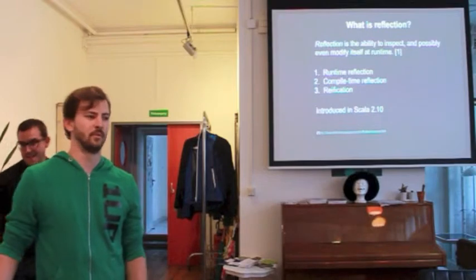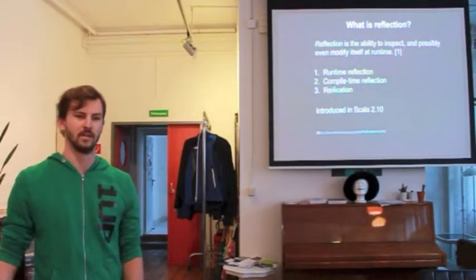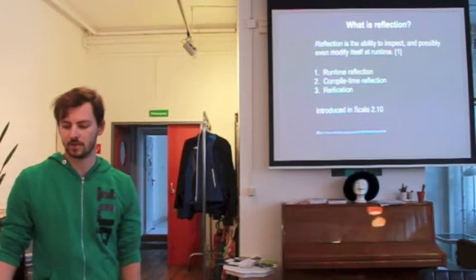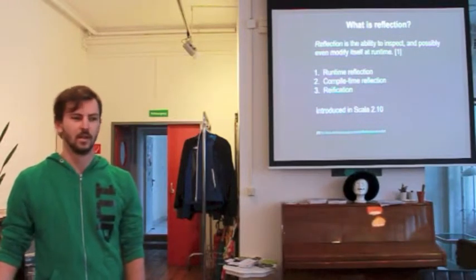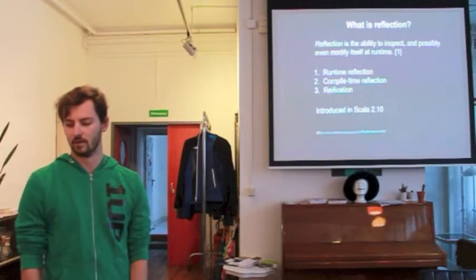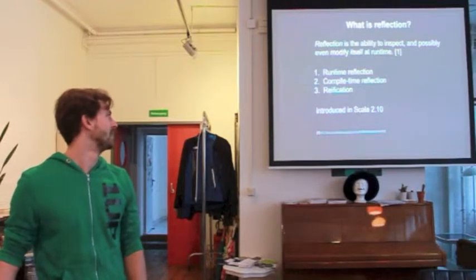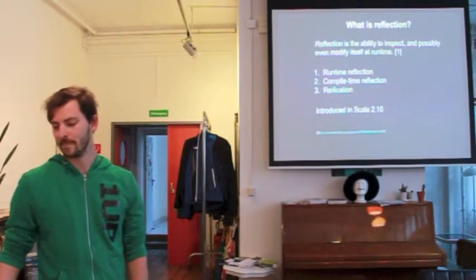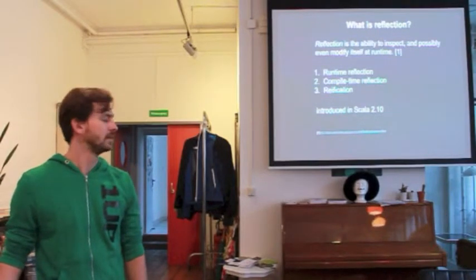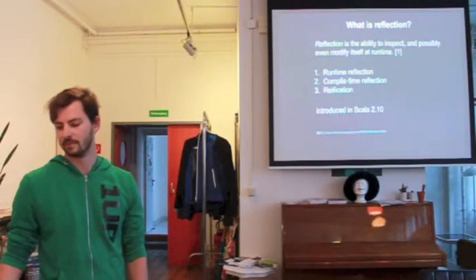What is reflection? For people who don't know, it's the ability to inspect and possibly even modify itself at runtime. There are three types of reflection in Scala: runtime reflection, compile time reflection, and verification. I will only talk about runtime reflection because I don't really know the other two types, and there's probably not enough time to talk about them. Scala's reflection API was introduced in Scala 2.10. Before that, it was only possible to use Java's reflection.